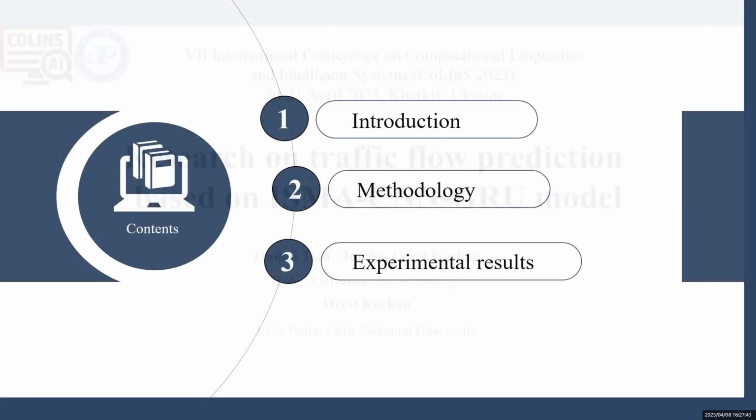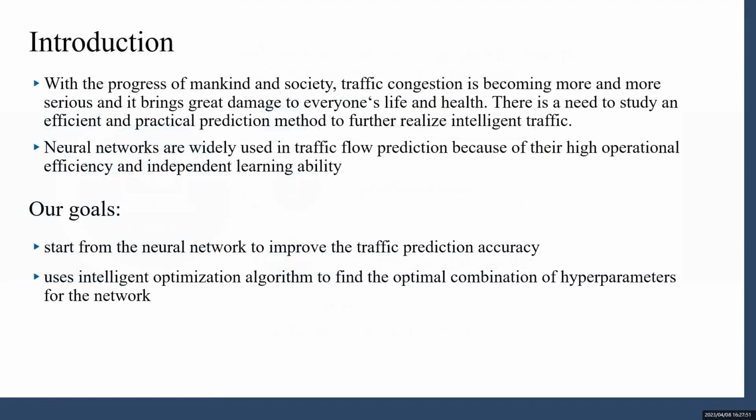This report is mainly divided into three parts: introduction, methodology, and experimental results. The first part is the introduction. With the progress of mankind and society, traffic congestion is becoming more and more serious, and it brings great damage to everyone's life and health. There is a need to study an efficient and practical prediction method to further realize intelligent traffic.